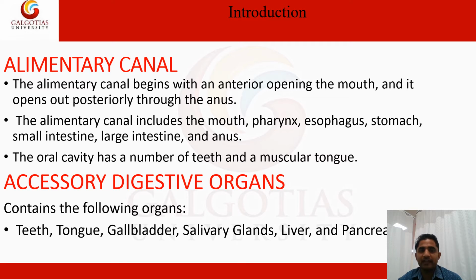The oral cavity has a number of teeth and a muscular tongue. Accessory digestive organs: what are these? The teeth, tongue, gallbladder, salivary glands, liver and pancreas. These are your accessory digestive organs. They help in digestion.